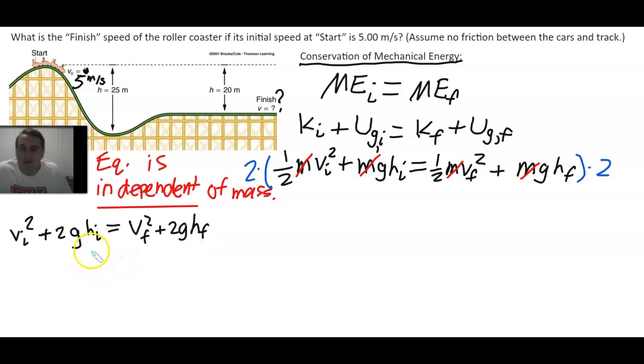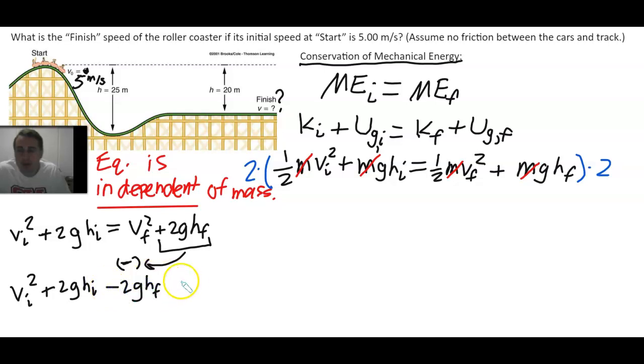Now, what we should do is solve for the final velocity. In order to do that, we need to subtract this term over with a minus, and then we need to take a square root. So that's v initial squared plus 2gh initial minus 2gh final is equal to the final velocity squared, so we'll take the square root of this.